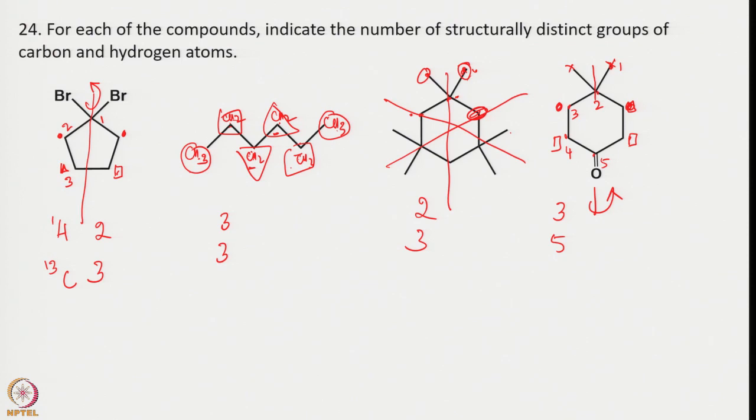The first one will show 2 distinct groups of hydrogen atoms and 3 distinct carbon signals, and the second will show 3 distinct hydrogen multiplets and 3 different carbon signals, and in this one 2 and 3 here, 3 and 5. So with minimum knowledge of symmetry and simple operations like rotation and rotation-reflection, you should be able to guess the magnetically non-equivalent or magnetically and chemically equivalent nuclei very readily, and assigning and understanding would be very easy.